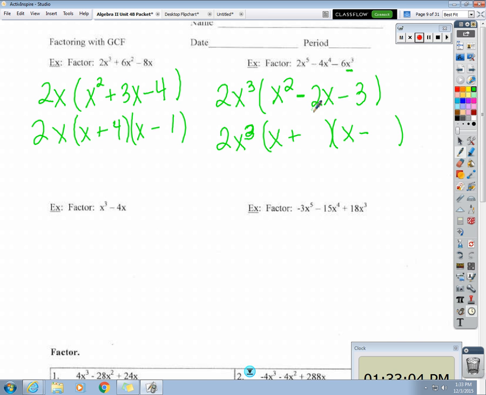Okay, so to get a -2, if you're looking at 3 and 1, which number's bigger, 3 or 1? 3. And if you want it to stay negative, you put your bigger number with the negative. If you wanted it to stay positive, you would have put your bigger number on the positive one. Okay, now let's look at the next one.